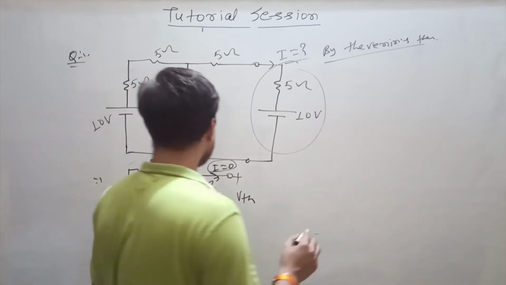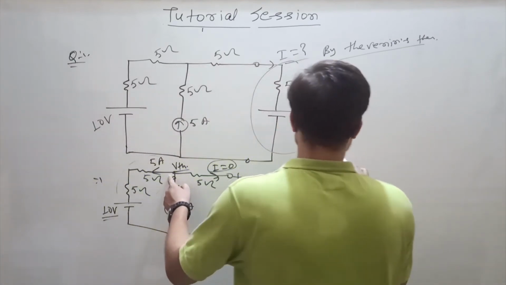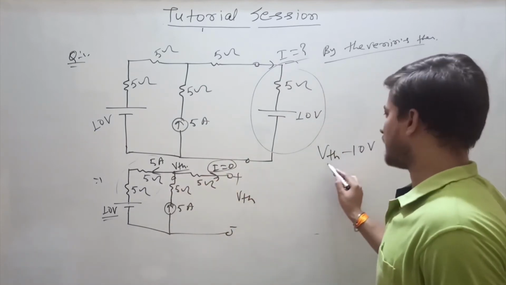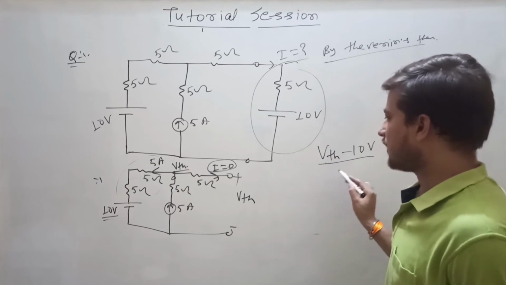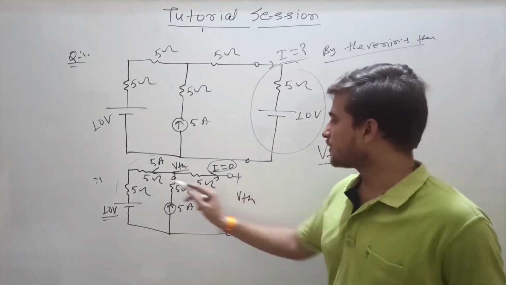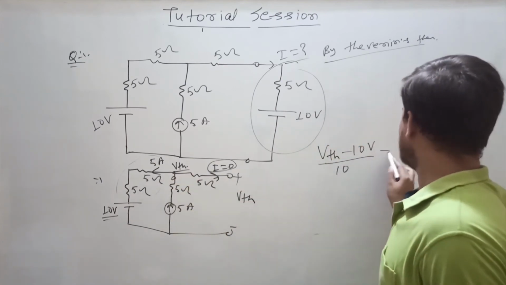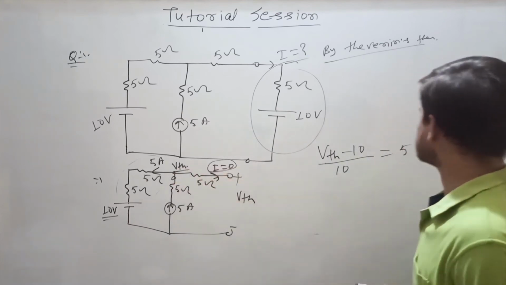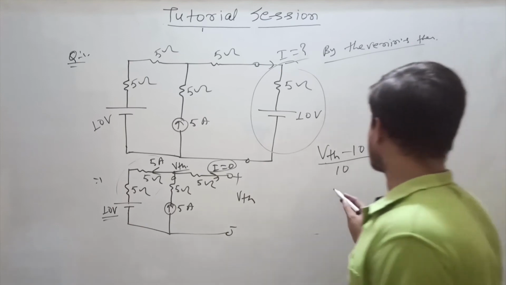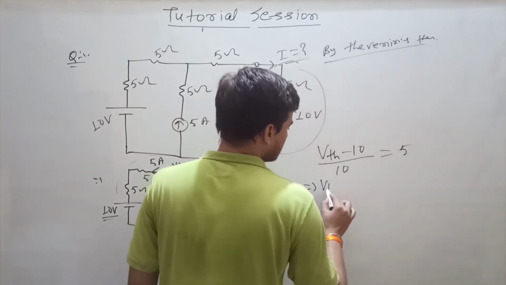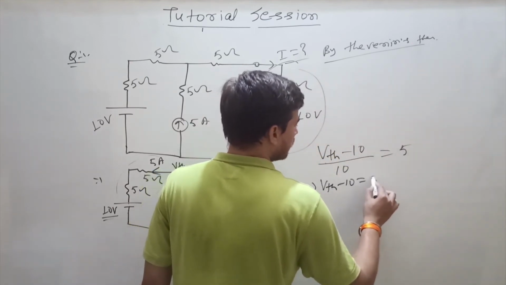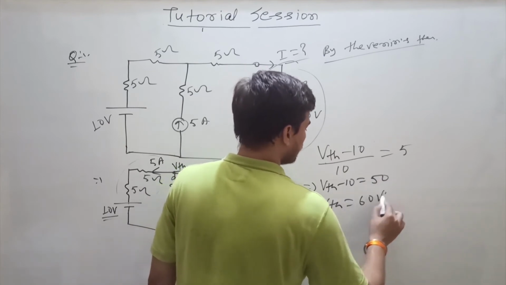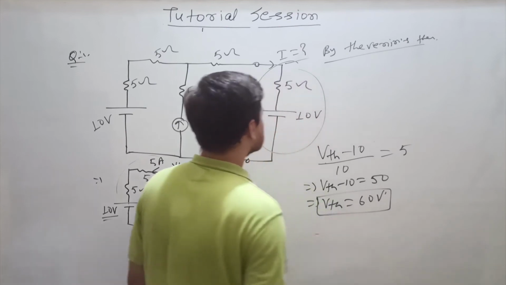You see, you can write VTH minus 10 volt divided by total resistance 5 plus 5, that means 10 ohm, will be equal to 5 ampere, which is the value of the current source. From here you write VTH minus 10 equal to 50. From here VTH is equal to 60 volt. VTH is coming 60 volt.